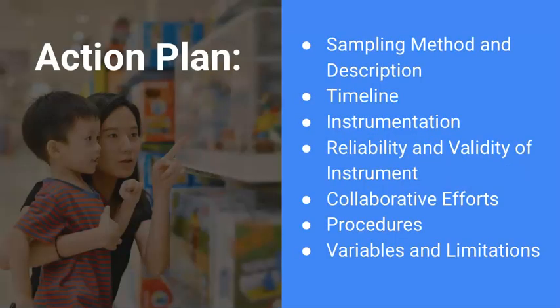Action plan. Listed is the action plan and the different details that it includes. First, starting with sampling method and description, timeline, instrumentation, reliability and validity of instrument, collaborative efforts, procedures, variables, and limitations.